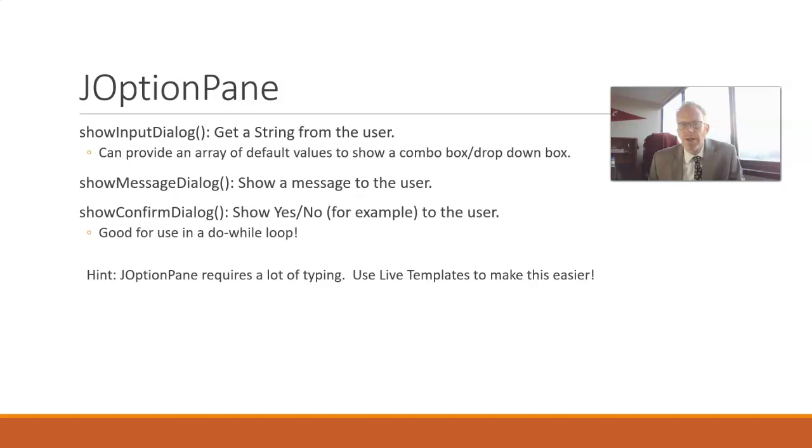showInputDialog will generally get a string from the user, and it's one we've used once before. A neat addition to this is that you can give JOptionPane a predefined list of answers by giving it an array, and it will show a drop-down box where the user can pick one of those answers. That makes it a lot more efficient because you don't have to worry about the user mistyping or anything like that.